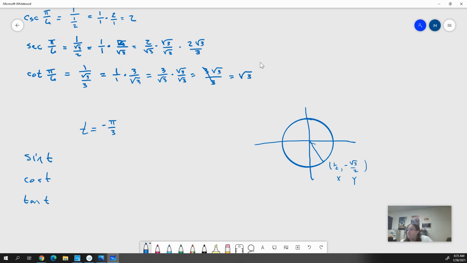So if sine of t is y, it's just negative rad 3 over 2. If cosine of t is x, which it is, it's just 1/2. Tangent, we know, is sine over cosine. So it would be negative rad 3 over 2 over 1/2. It would be negative rad 3 over 2 times the reciprocal of the bottom, which is 2 over 1, which just gives us 2 rad 3 over 2. And we can cancel these and we just get radical 3.